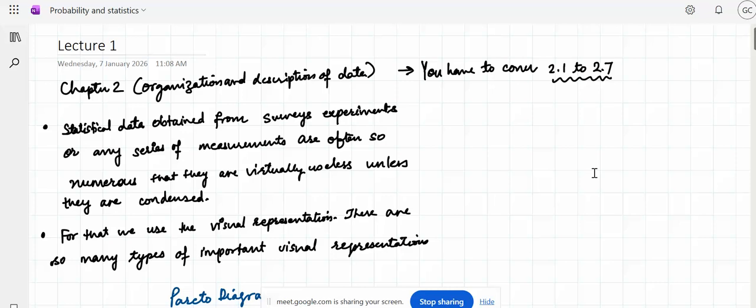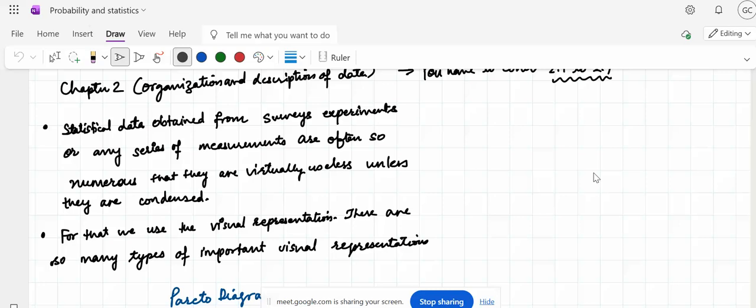The first thing we will be talking about is organization and description of data. Okay. So, what is this organization and description of data? We want to see that suppose you have data, because we told that in statistics we have to deal with lots of data, right?